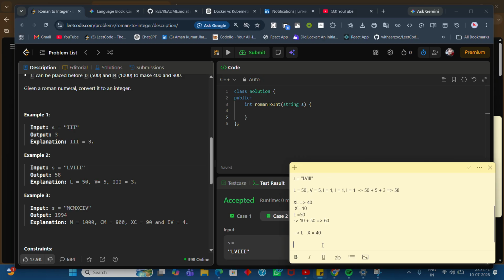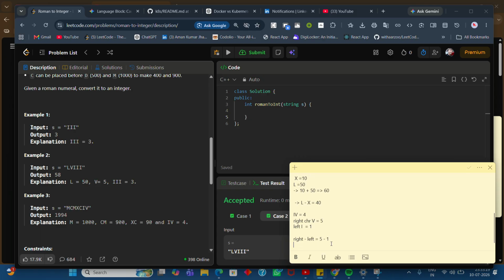Let's see one more thing: IV, which is 4. How can we add this? The right character is V, and its value is 5, and the left character is I, its value is 1. So in this condition, we saw the left value is smaller than the right value. We can simply subtract the left character's value from the right value. The right value is 5, the left is 1, so the answer is 4.